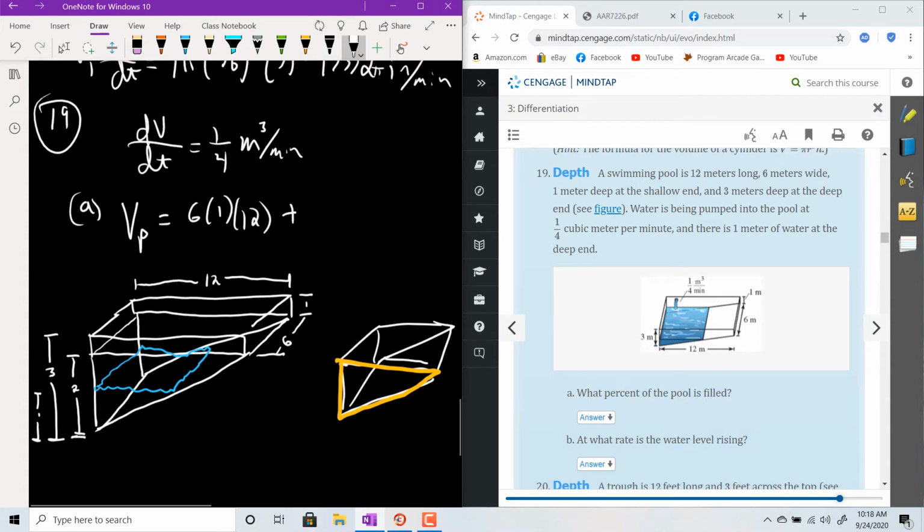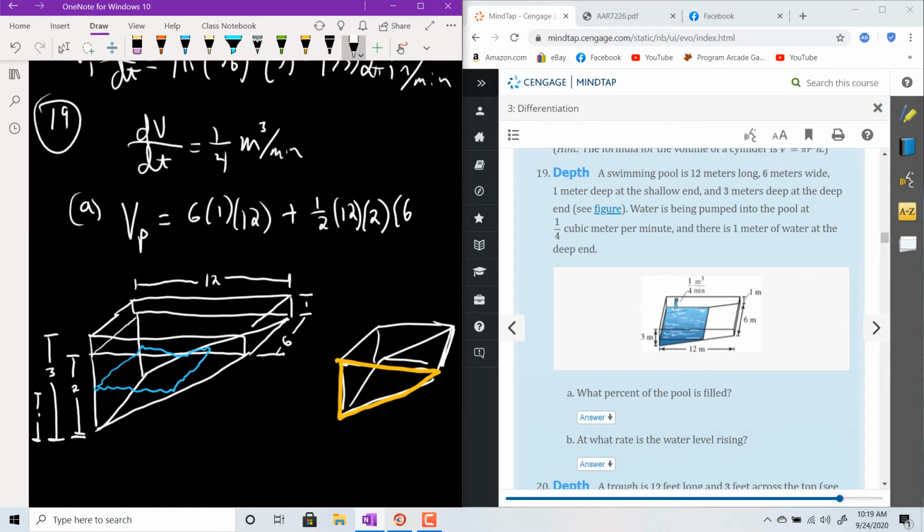Okay, so the area of that triangle, 1/2 base is 12 times its height, in this case is 2, and 1/2 base times height, and then times that 6, this depth.